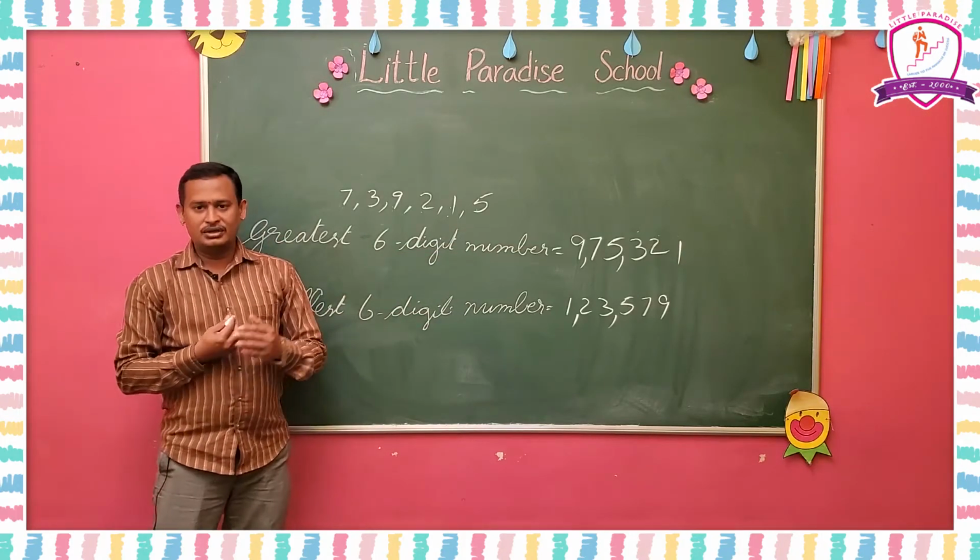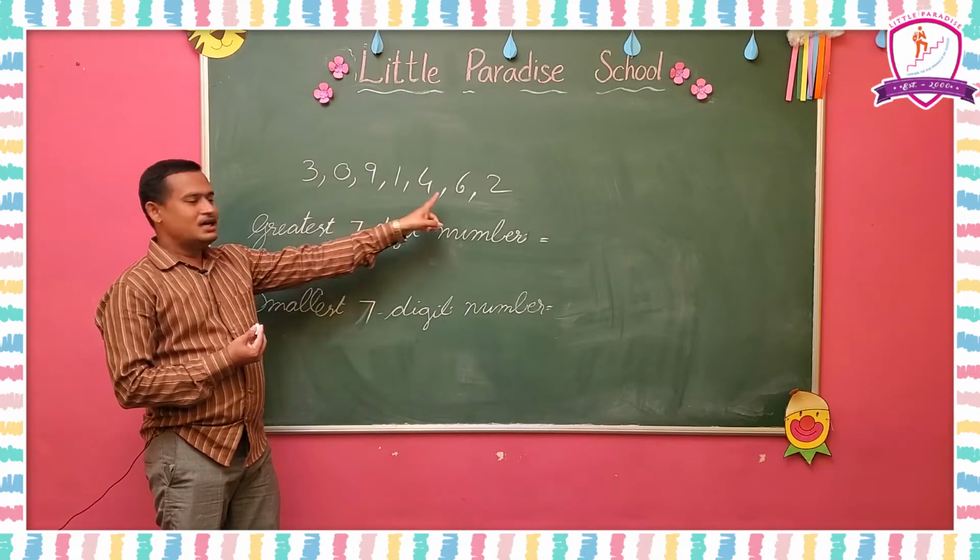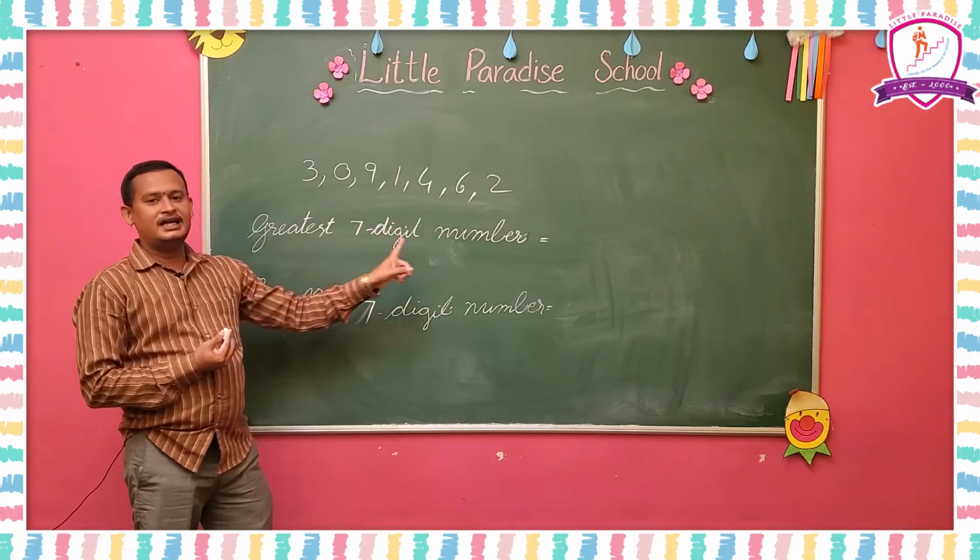Understood? I am going to explain another example. Now we took 7 digits here. We are going to form the greatest 7 digit number.